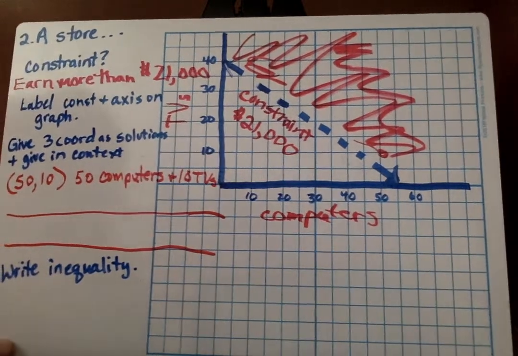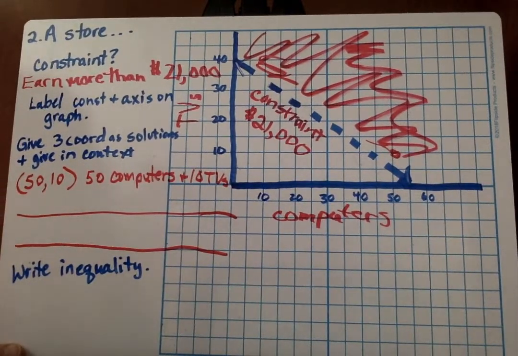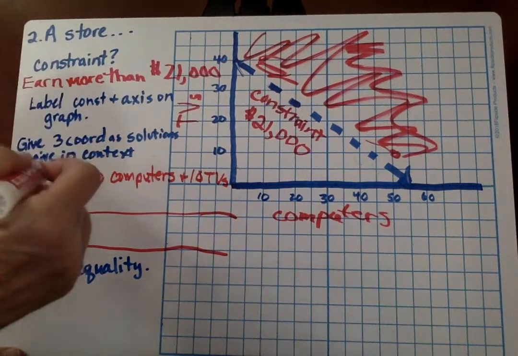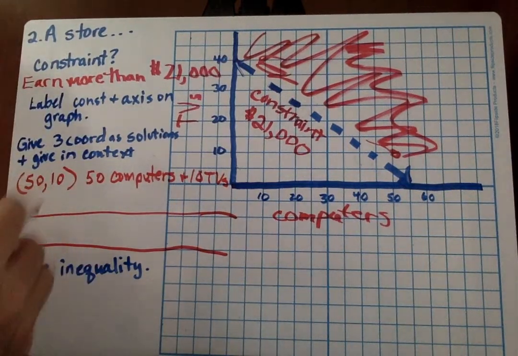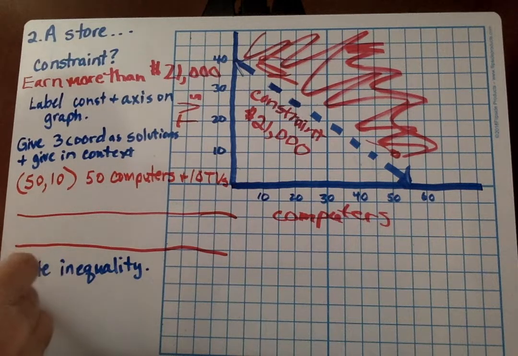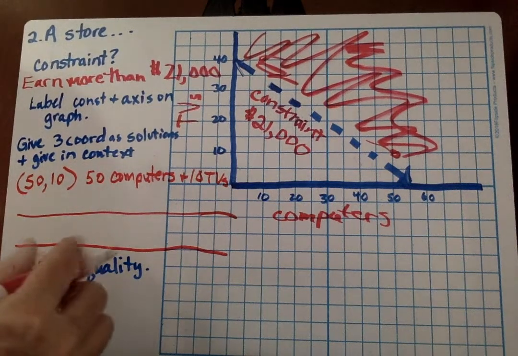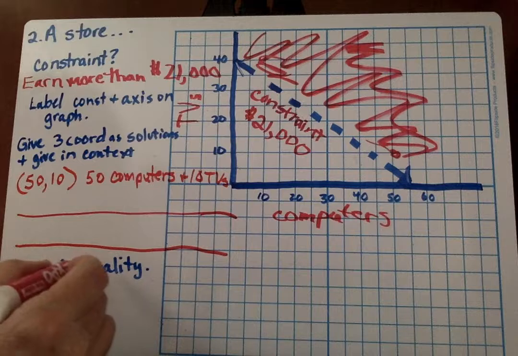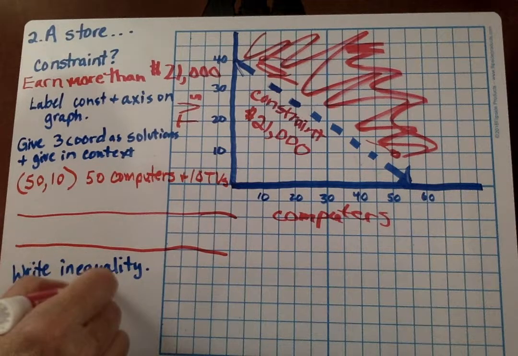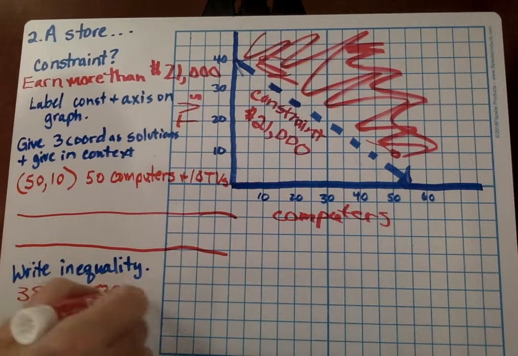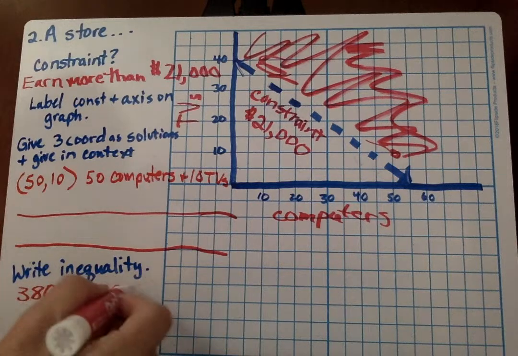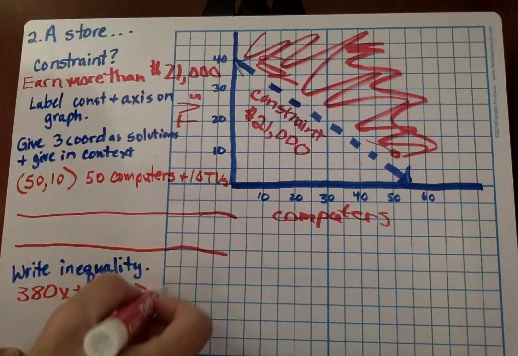Last part is writing the inequality. And the inequality here, okay, how much are we earning for every computer? Okay, it says 380 plus our cost of our TVs, 530. And you need to sell more than $21,000 worth.